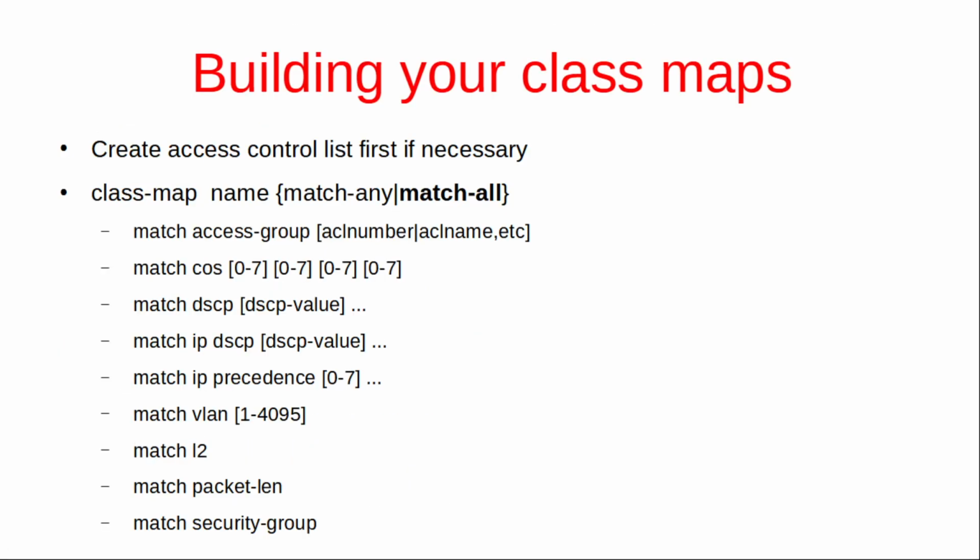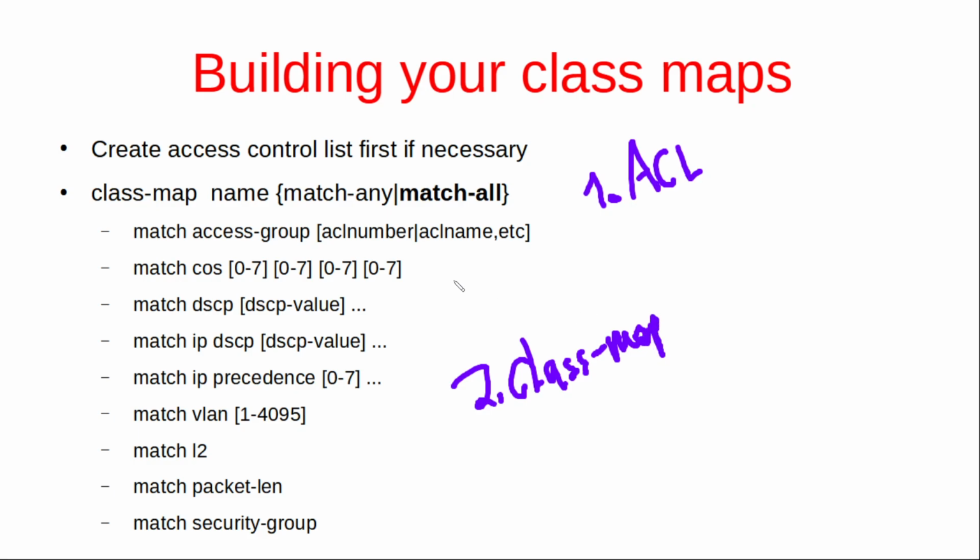So how do I actually configure this? First, if I am going to use ACLs, I have to define my ACLs. Then I have to set up each of my class maps. For each class map, I'm going to enter the command class-map and then the name. The name should give me a hint about what is the usage of this class map. So for instance, I could use in-voice.